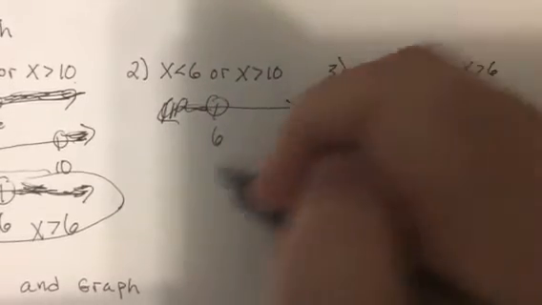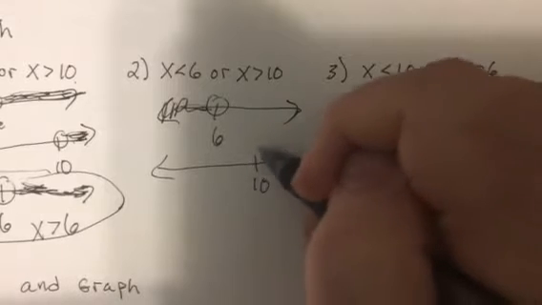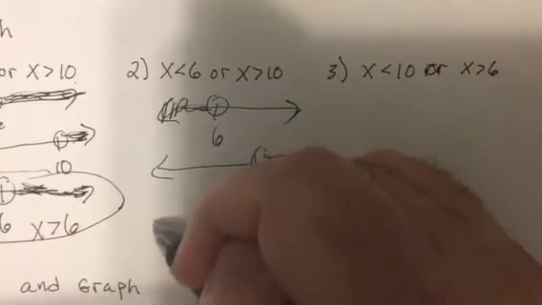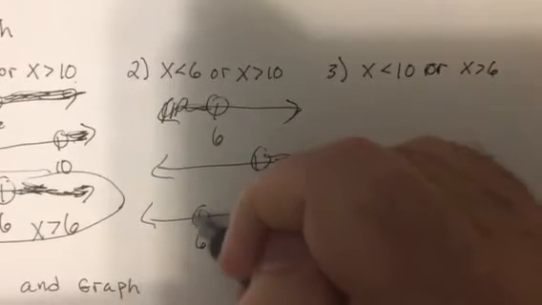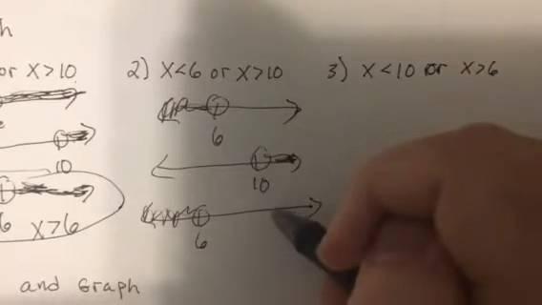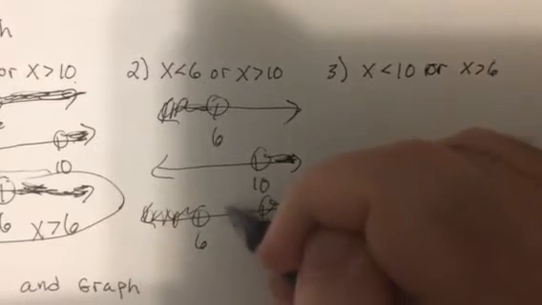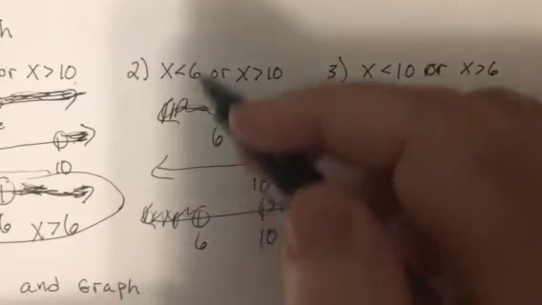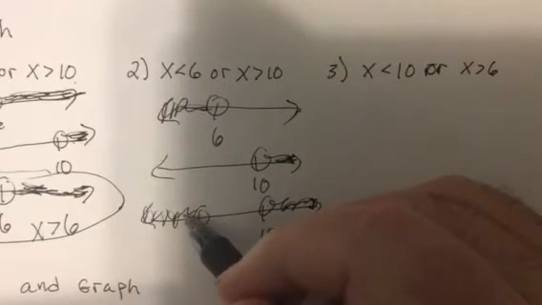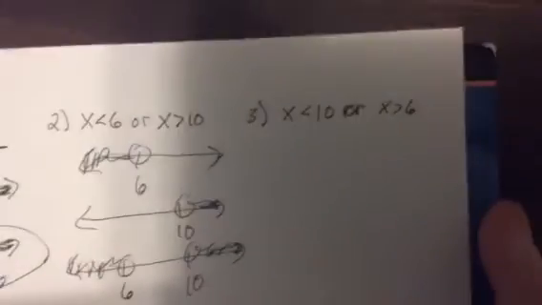And here's greater than 10. So, wherever there's shading, bring it down. Here's 6. Here's 10. So it's got a space in the middle, so those are not answers. Here's all the answers. Less than 6. 5 is less than 6. 4 is less than 6. 11 is greater than 10. So it all works out.